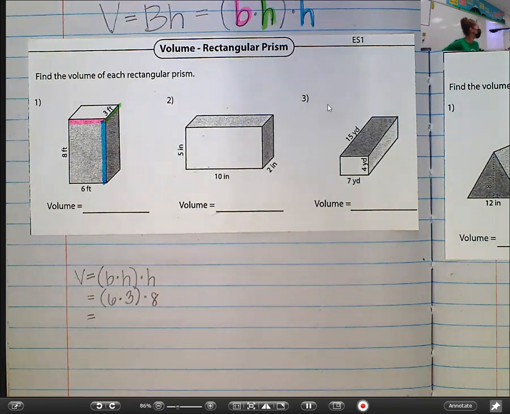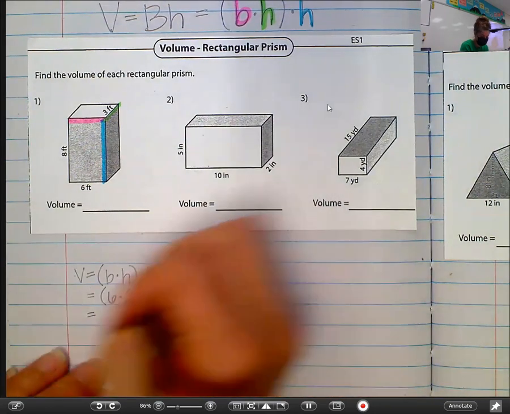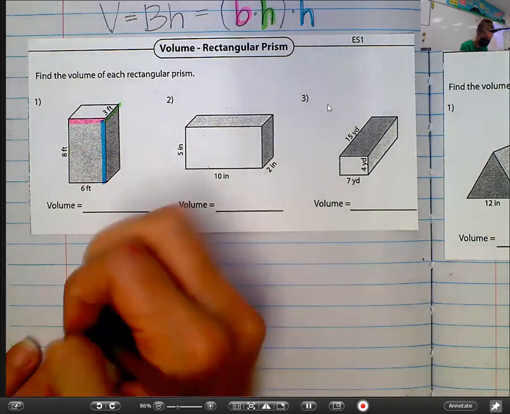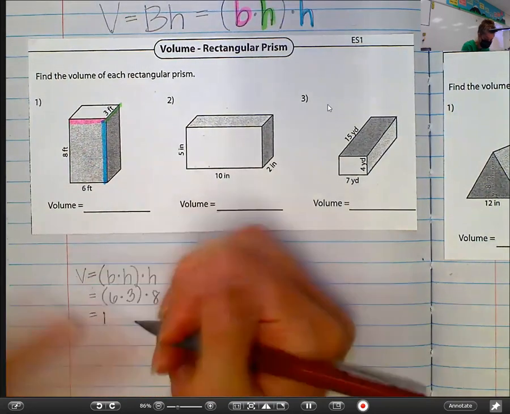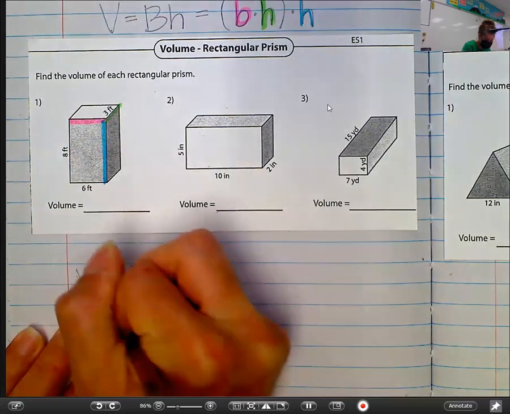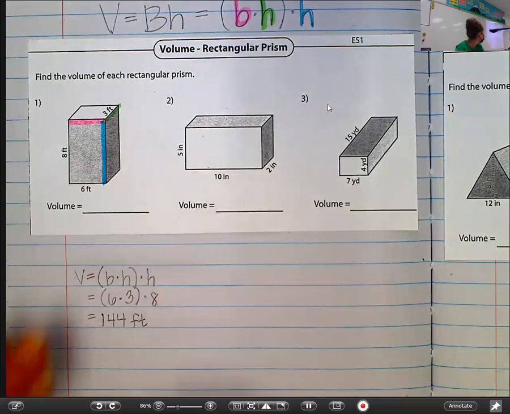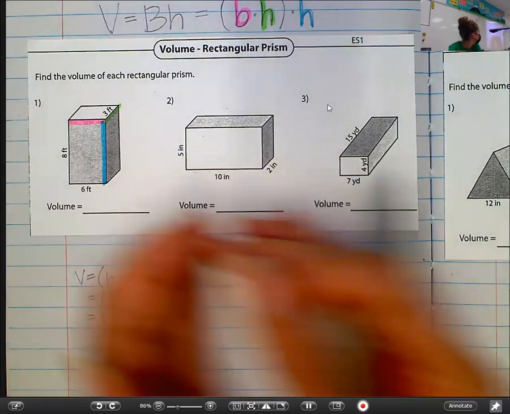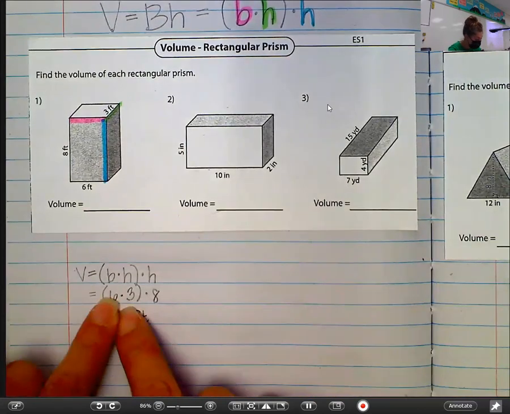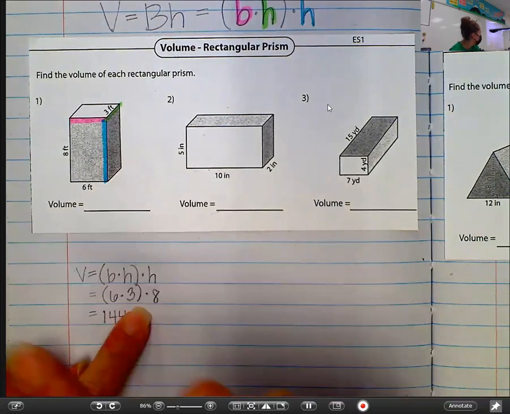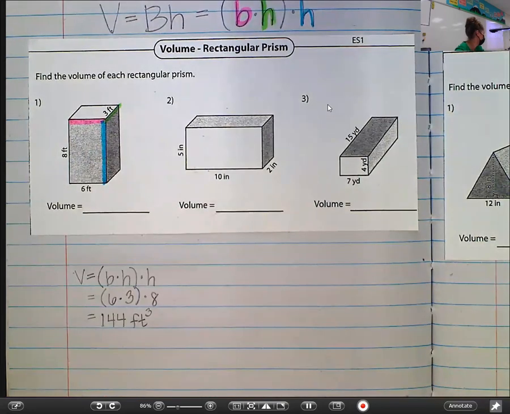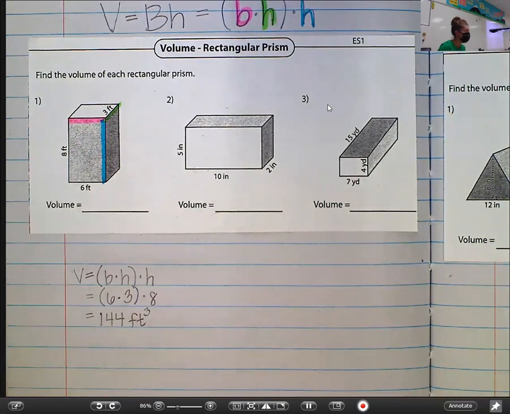Times 3 times 8. And Roy, what'd you get? Perfect. Yes. It is feet cubed, yes. Because again, I think I did that last week where I grabbed that piece of paper and showed it was like inch times inch times inch, right? This would technically be 6 feet times 3 feet times 8 feet to get us feet cubed. Good question. Everybody okay there?